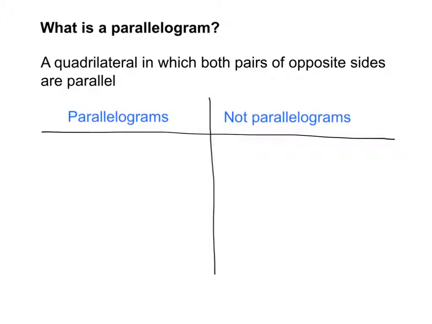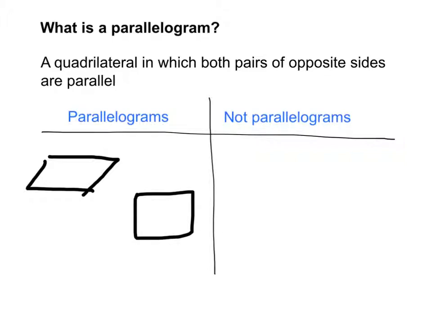Parallelograms and not parallelograms. So for example, we already saw that a shape like this is a parallelogram. Does it have 4 sides? Okay, are the 2 opposite sides parallel? Okay, is this a parallelogram? Does it have 4 sides? Are the 2 opposite sides parallel? Okay, that's the checklist you need to ask yourself. Does it have 4 sides? And are the sides parallel?